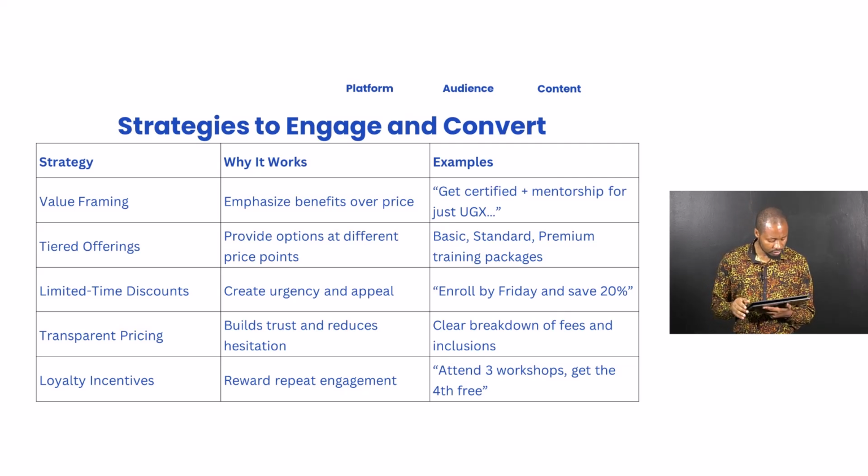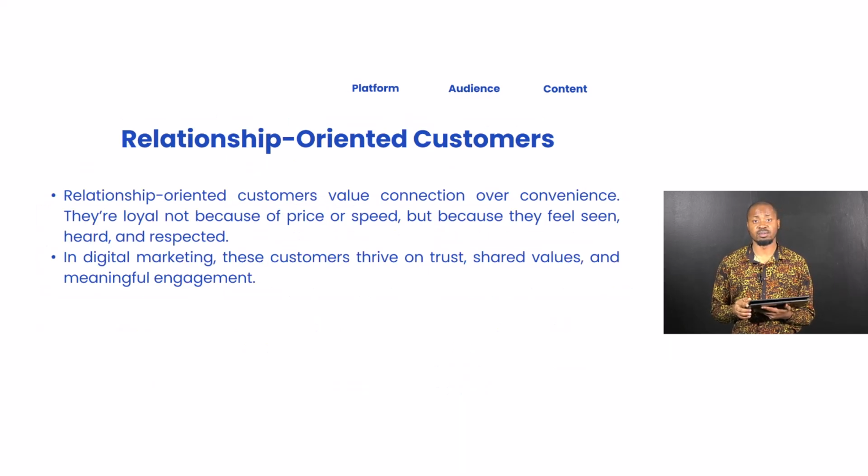So the next kind of customer you're going to look at is relationship oriented customers. Relationship oriented customers value connection over convenience, and they are not loyal because of the price or speed. They are loyal because they feel seen, heard, and respected. So they are a kind of people that will come to a restaurant. The ambience, the way you greet them, the way you talk to them, that is what makes them stay. The way you smile at them.